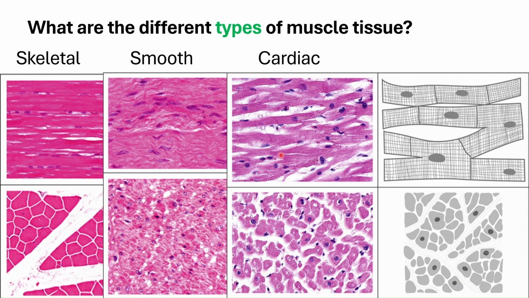Finally, for the final type of muscle tissue, we have your cardiac tissue. Again, the cardiac tissue is only found in the heart, because even the walls of your blood vessels are made up of smooth muscle tissue. But for the walls of your heart, you have cardiac muscle tissue. The characteristic features of your cardiac muscle are somewhat in between your skeletal and smooth.